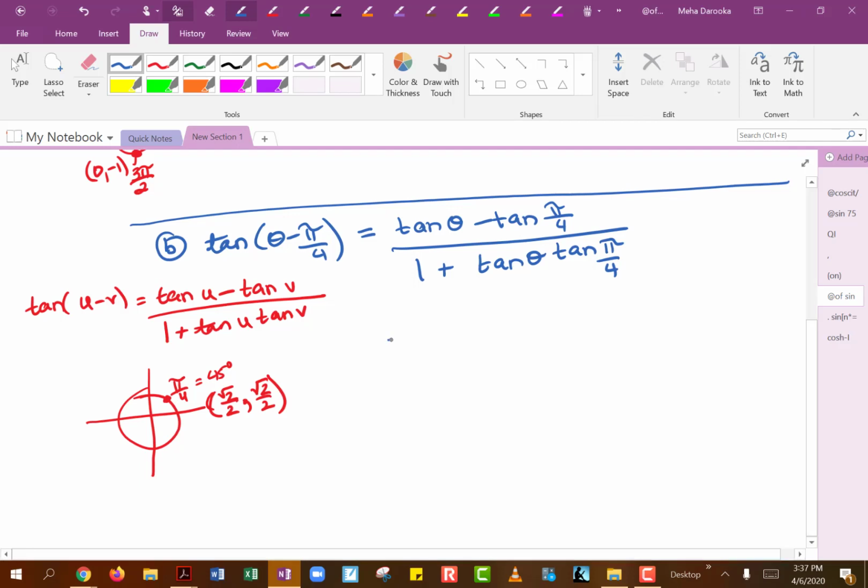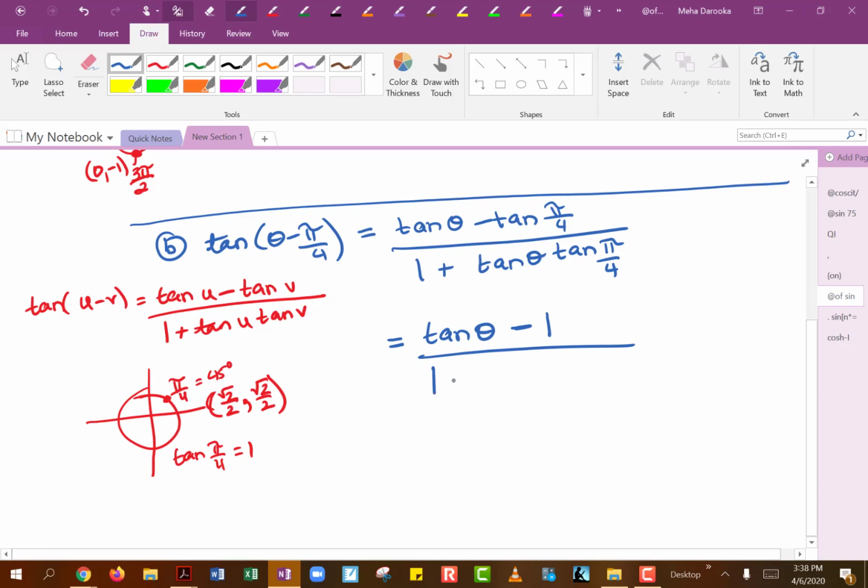So tangent theta of course will stay as it is, minus tangent pi over 4. If you think about it, if I'm taking the tangent of pi over 4, that means I'm dividing square root of 2 over 2 by the same number, square root of 2 over 2. Dividing the same number by itself will end up giving us 1 here. So tangent of pi over 4 actually comes out to be 1. So that's where this 1 is coming from.